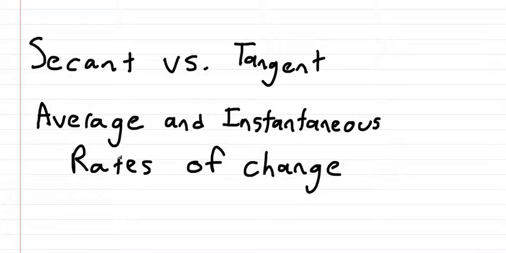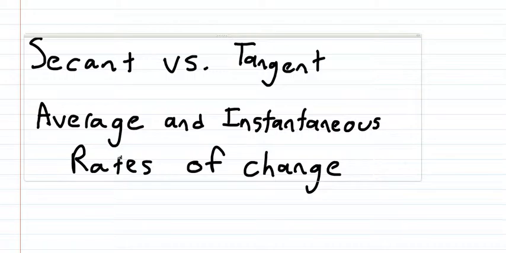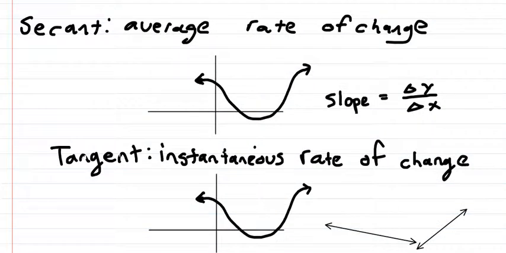Okay, hi. In this video I'm going to explain the difference between a secant and a tangent and how the tangent is derived from the secant. To begin with, a secant shows the average rate of change of a function, and it is basically a line that goes through 2 points on a curve.